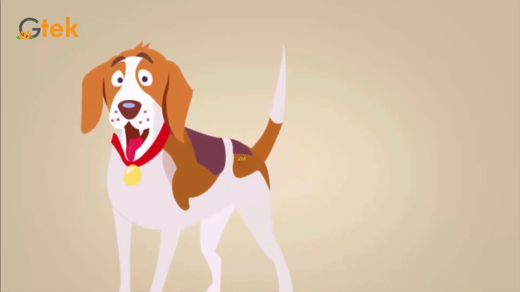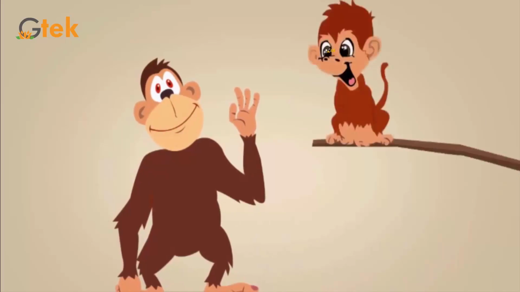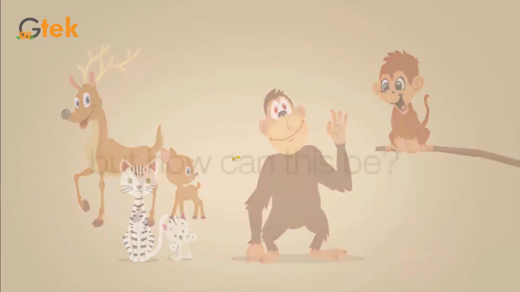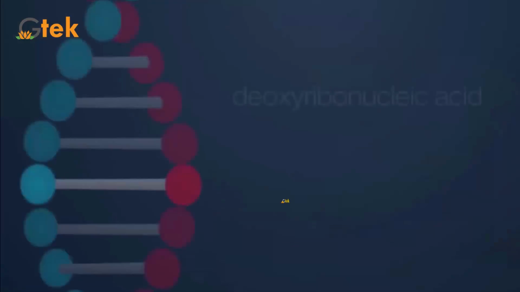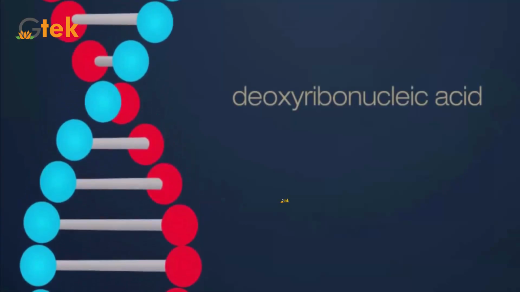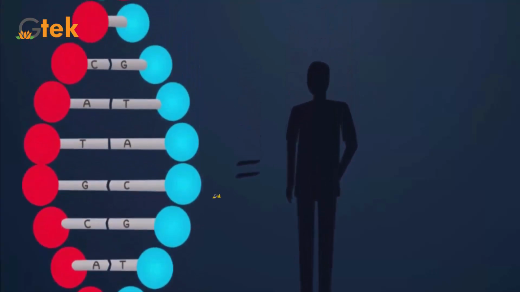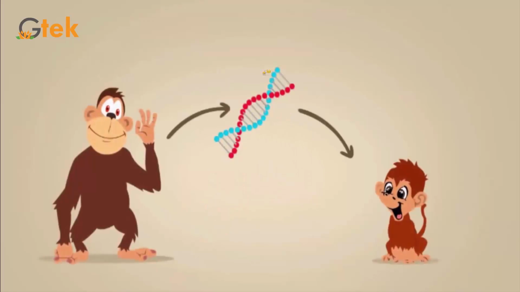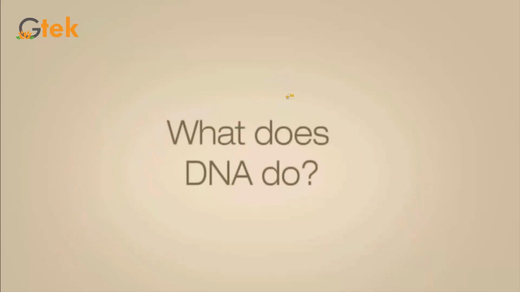What is DNA? All living things have DNA inside of the body. But how can this be? You can see the DNA is deoxyribonucleic acid. That is called DNA. Here you can see the formation of a DNA. The cell structure is here. The DNA is transferred from parent to child.